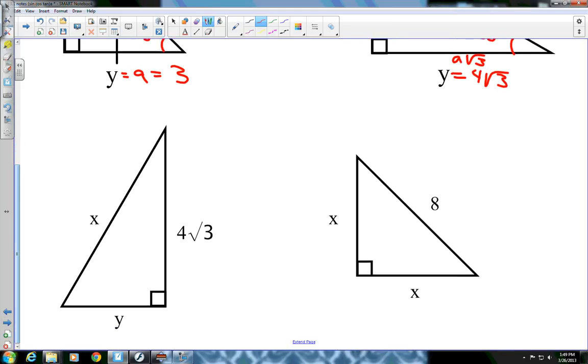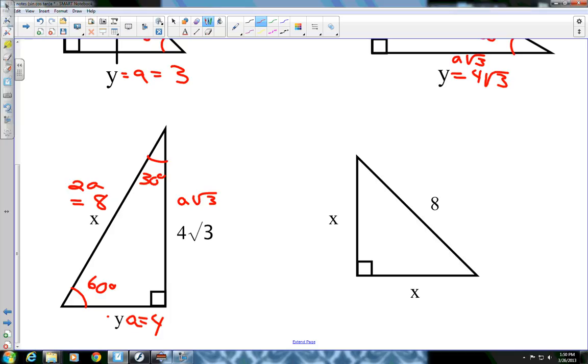This one, you're given that this angle is 60 degrees. So that makes the side we're given the long leg. Our other angle is 30 degrees, so Y would have to be the short leg. If the long leg is A root 3 and the short leg is A, what's the short leg going to be? Divide by root 3. 4. My hypotenuse is 2A, so I take 2 times 4, and X equals 8.